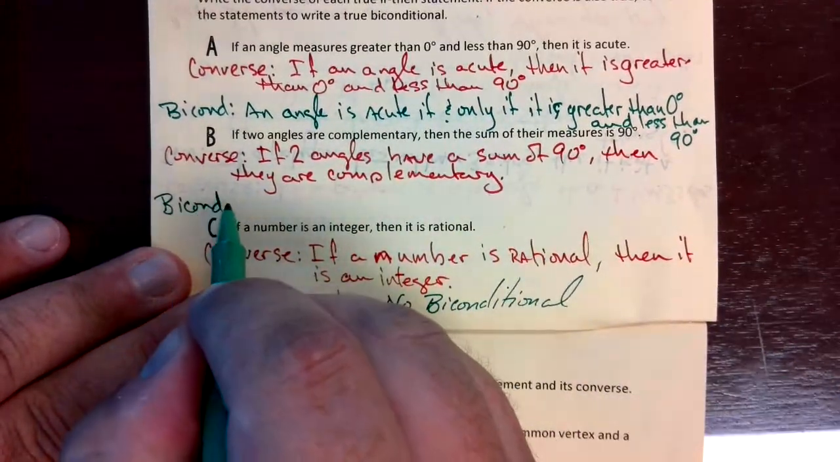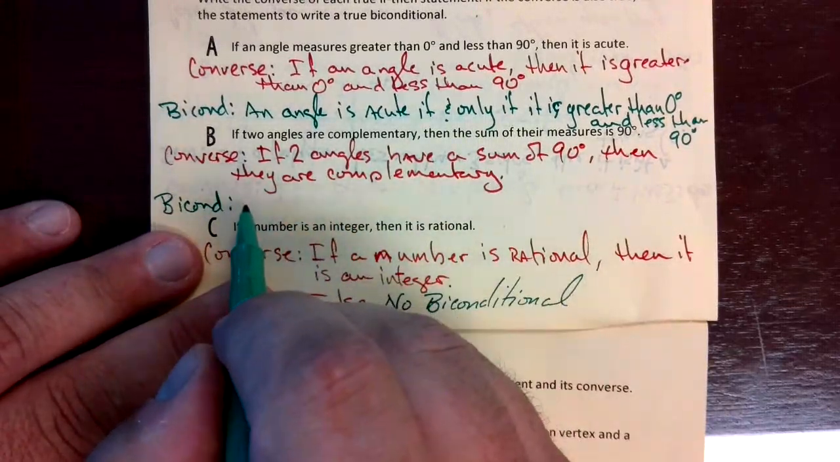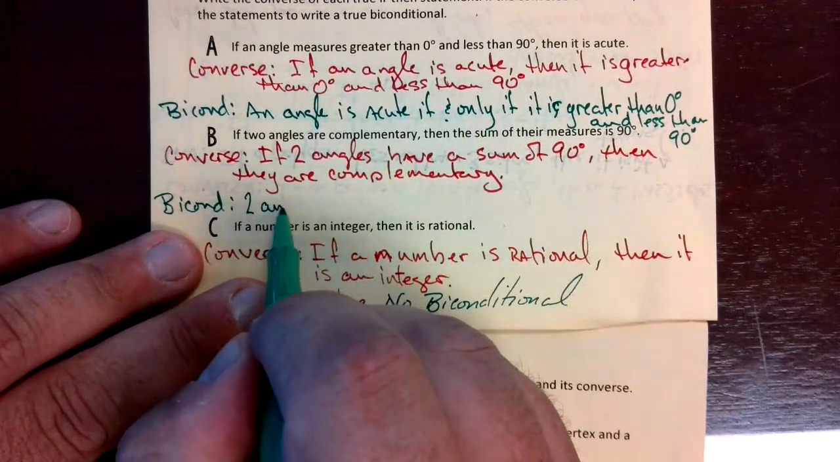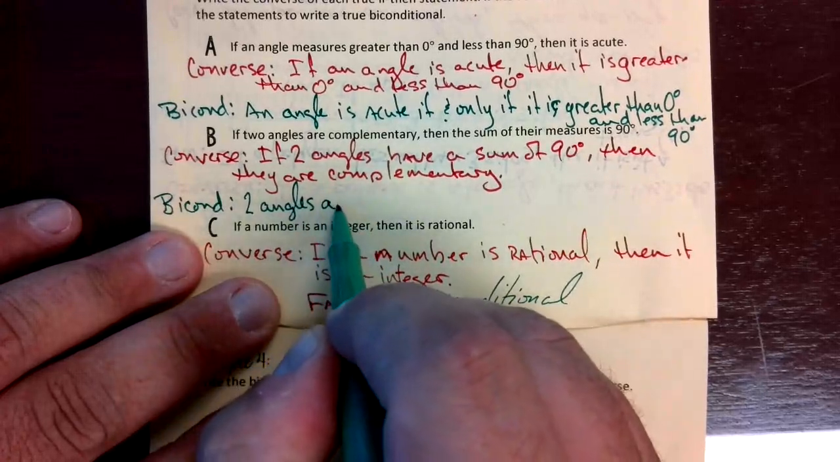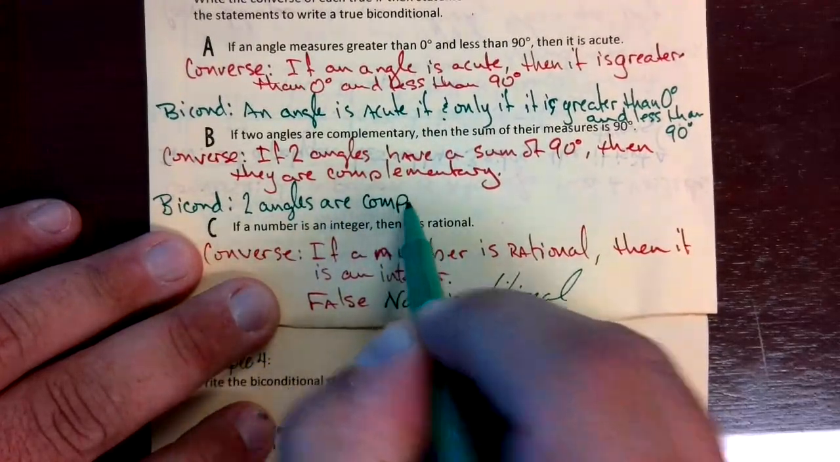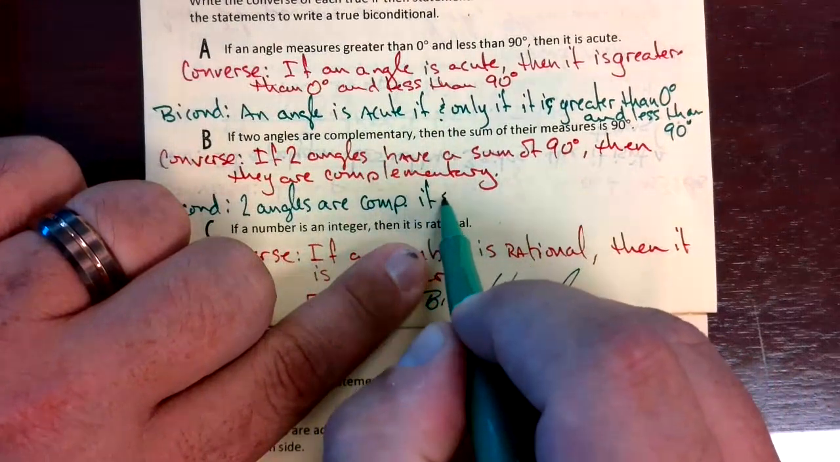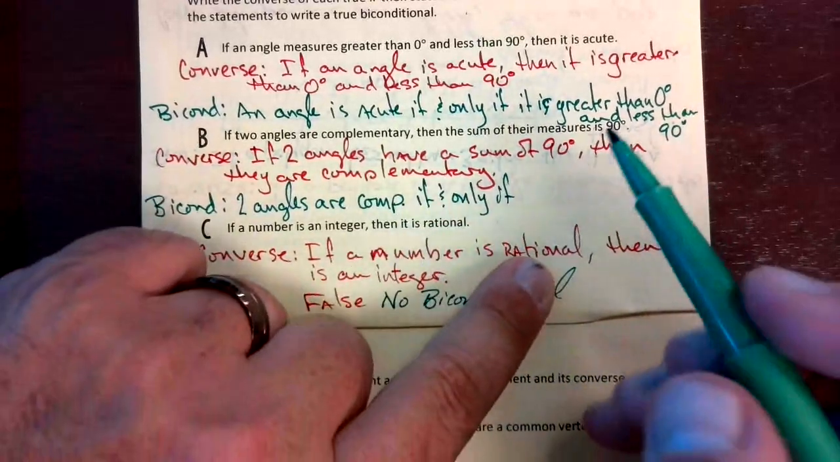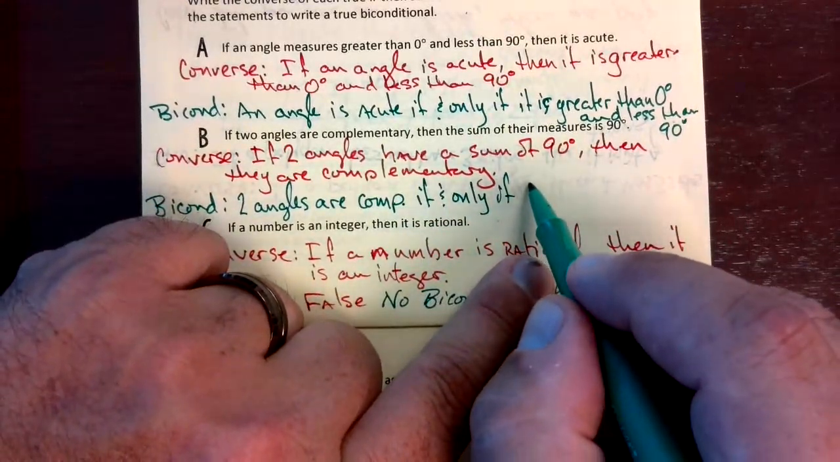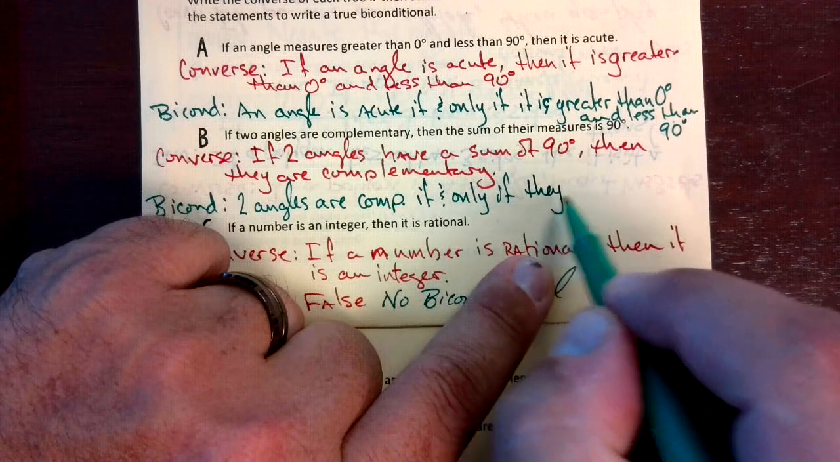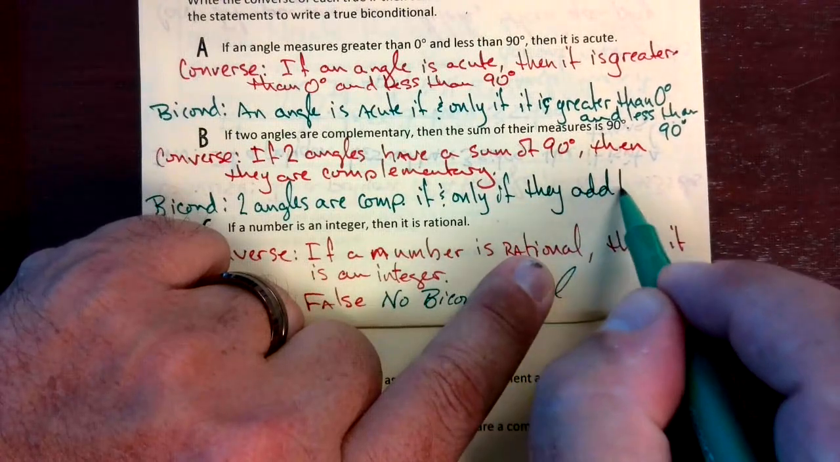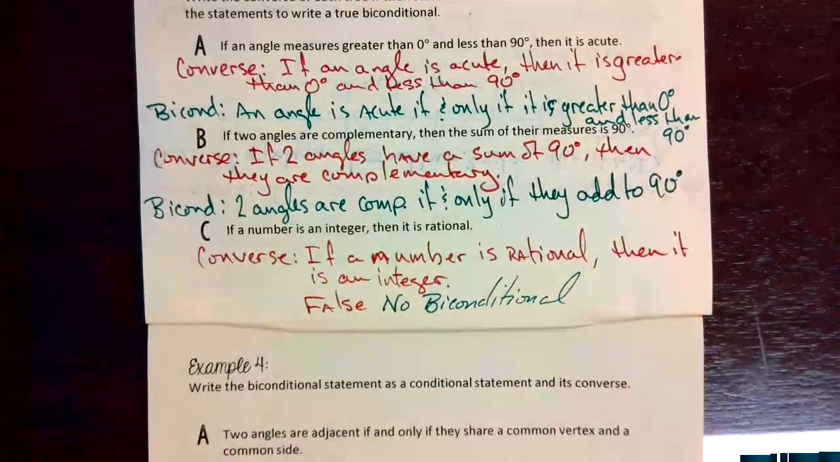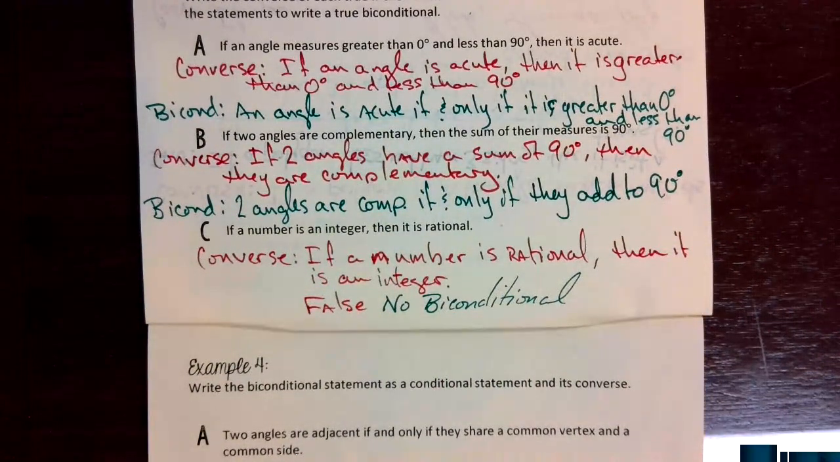That means I can do the biconditional. It says two angles are complementary if and only if. That if and only if always goes in the middle. They add to 90 degrees. Now, I changed up the words there a little bit, and that's perfectly fine to do. So watch for that.